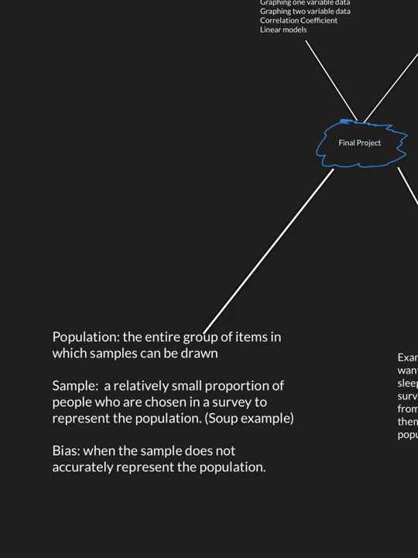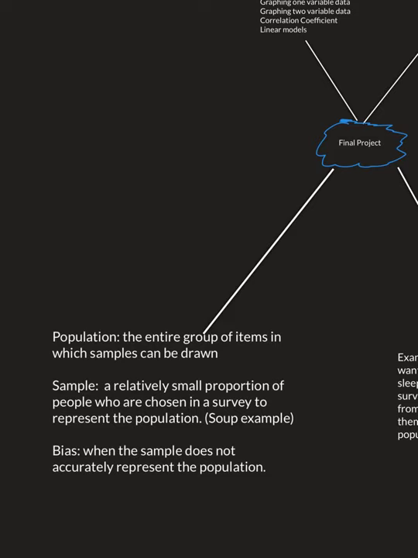So the sample is a group of people that we study in our experiment that represents a larger group, which is going to be our population. And then finally, the last word is bias. A bias occurs when the sample does not accurately represent the population.